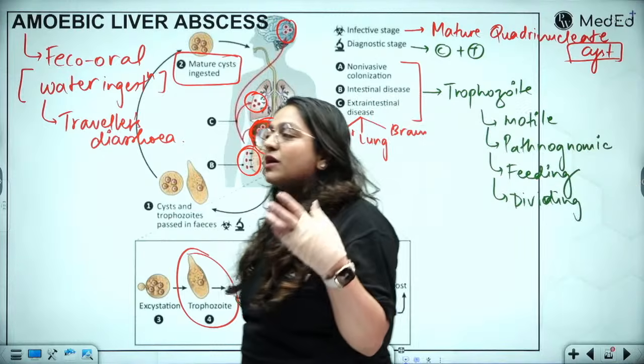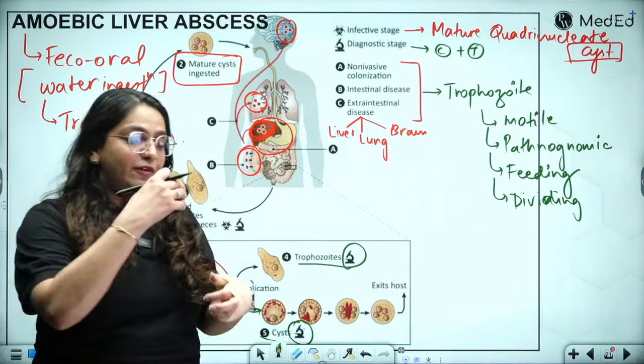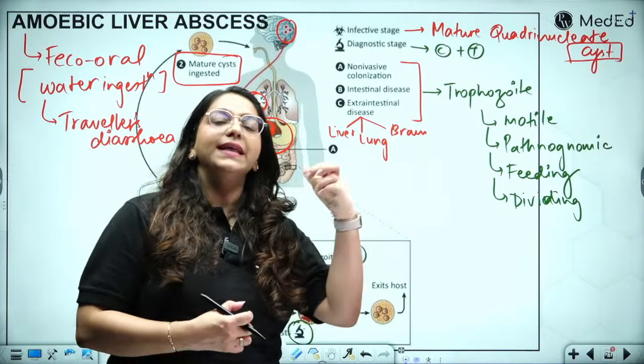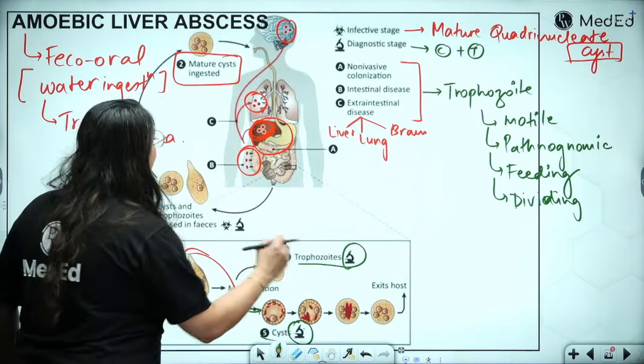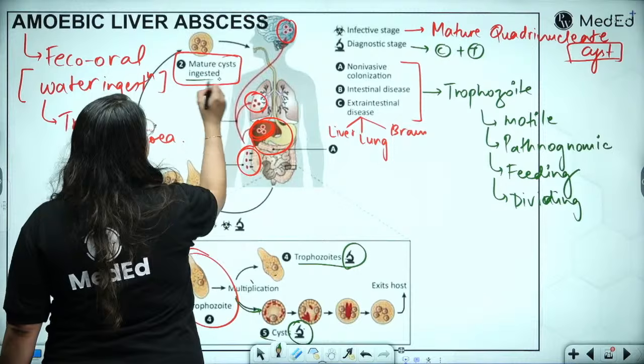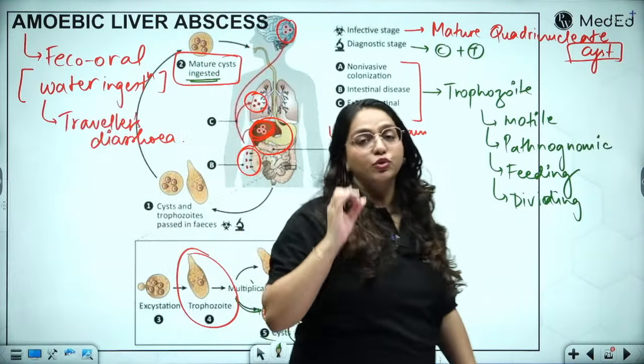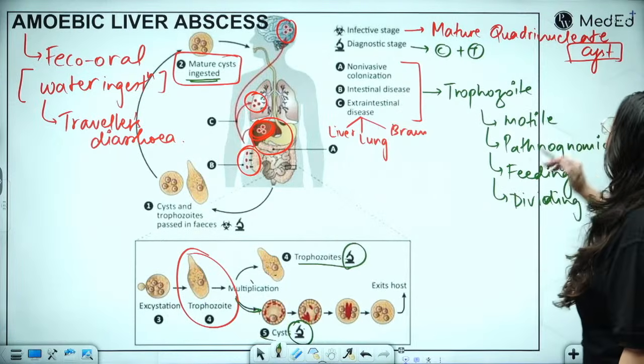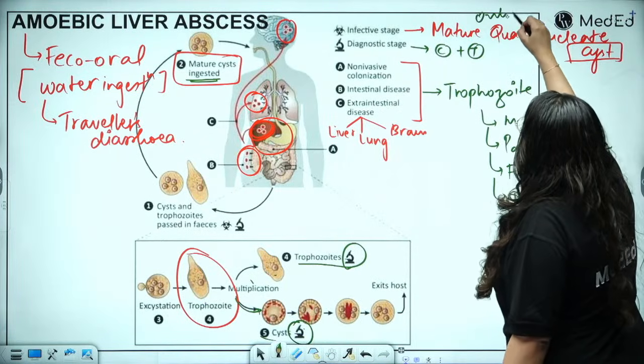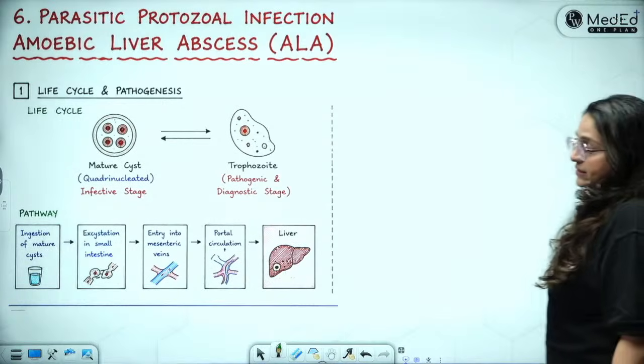The cyst, of course, is going to turn into first uninucleate, binucleate, then quadrinucleate. And only this quadrinucleate cyst, or the mature cyst, is what will come back and cause infection in humans. Always only the mature one. No other cyst stage can cause this.